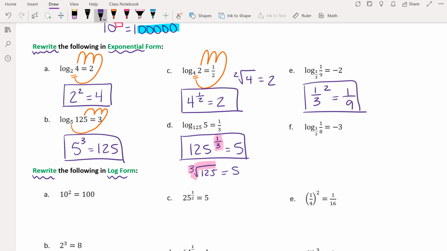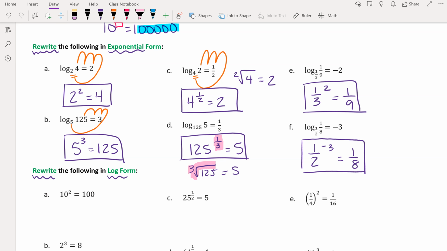All right, last we have 1/2 to the -3 equals 1/8. We're not going to worry about negative exponents today. We'll do that tomorrow, but you didn't really need to know about them for this case, right? Because we're just rewriting it in exponential form, and you can do that without knowing about negative exponents.